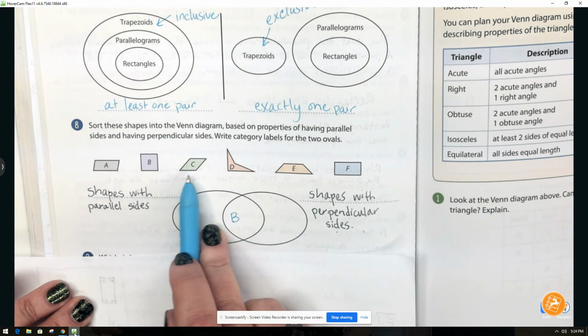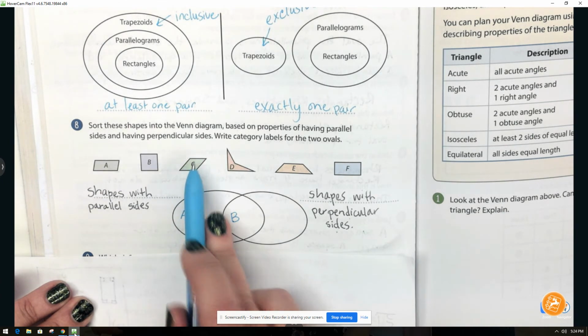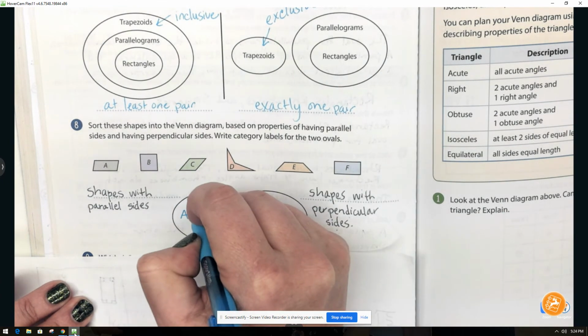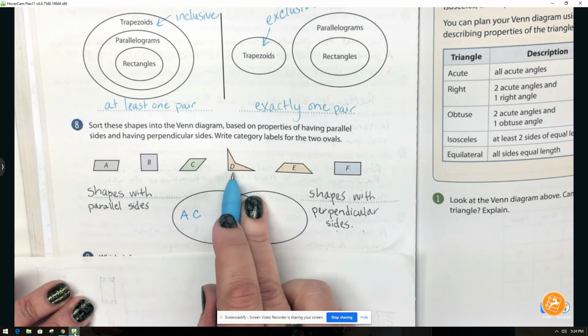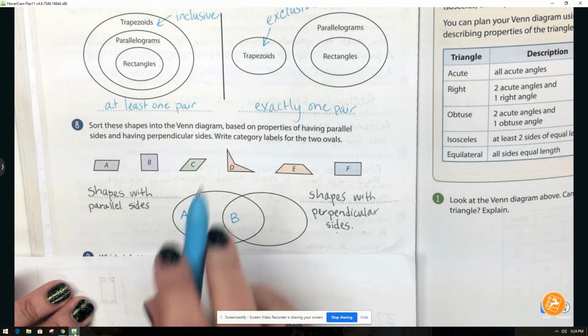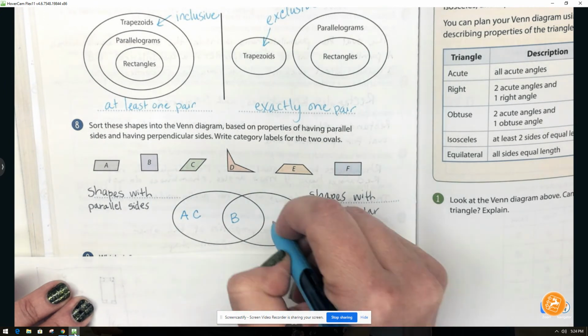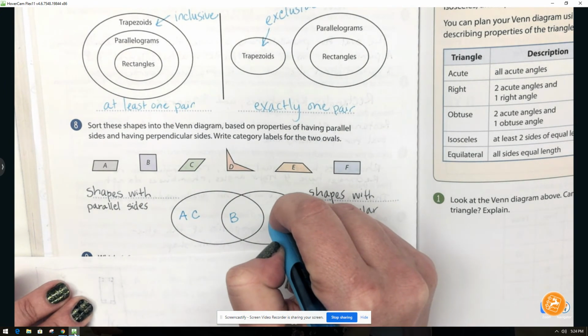Then we have shape C. Shape C definitely has parallel sides, but do we form right angles? No, we do not. So shape C goes over here. Shape D has no sets of parallel sides, but it definitely has one right angle. One right angle. So shape D comes over here.